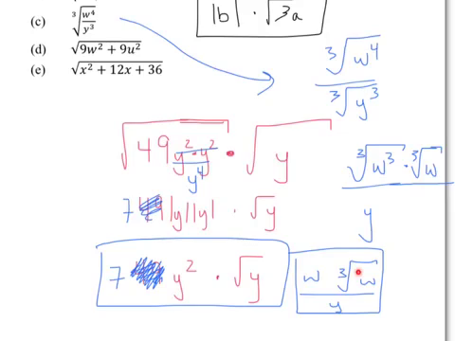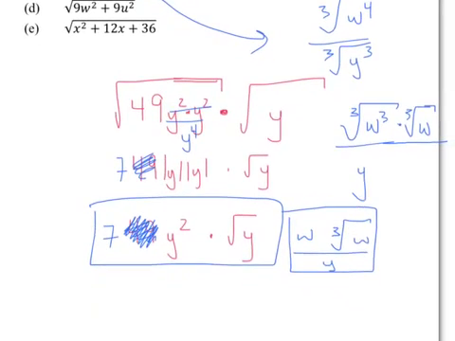Okay, so this is why I asked you to make that statement that Chris made. He said we're looking for the perfect root, whatever it is. In the last example, we looked for the perfect square in part B. In part C, we looked for the perfect cube. How about part D? And this is a bit of a trickier one. Square root of 9w squared plus 9u squared.